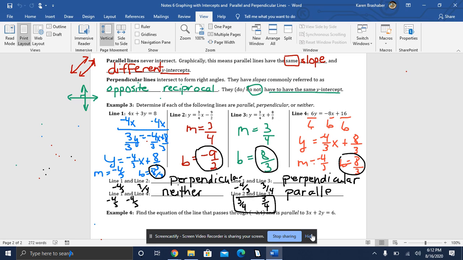You will have a couple of questions on Math Excel where you will need to solve your equations for y and then compare the slopes. Again, for lines to be parallel, you're looking for the slopes to be the same with different y-intercepts. For lines to be perpendicular, the slopes have to be opposite signed and flipped over.